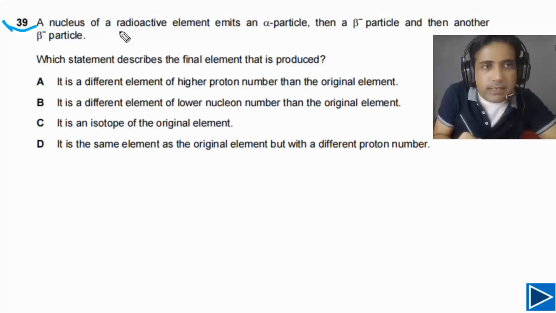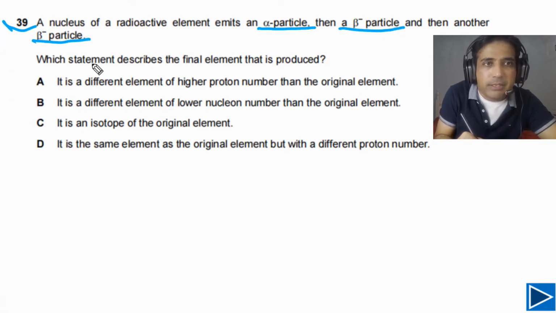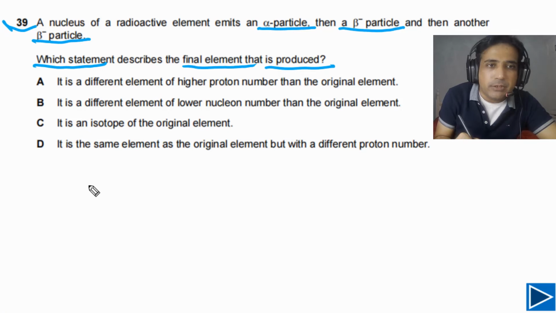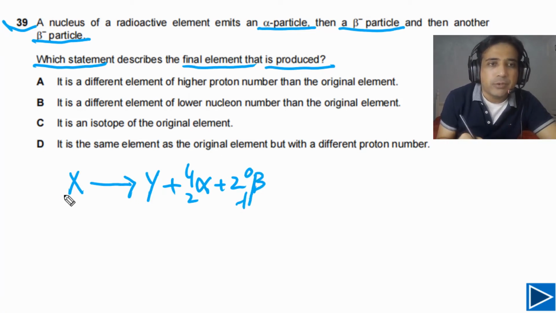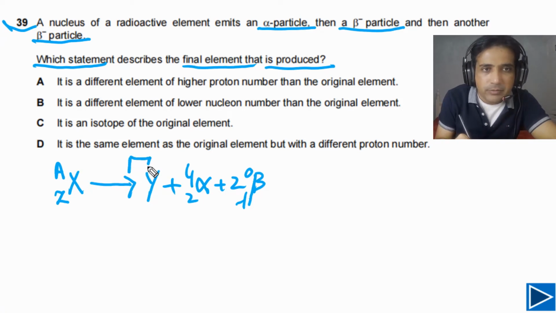For question number 39, it is given to us that a nucleus of a radioactive element emits an alpha particle, then a beta minus particle, then another beta minus particle. Which statement describes the final element that is produced? Imagine that we have nucleus X, and this nucleus X decays into nucleus Y by emitting one alpha particle and two beta minus particles. We can assume the atomic number of X is C and the mass number of X is A. Now we need to find out the mass number and atomic number of Y.